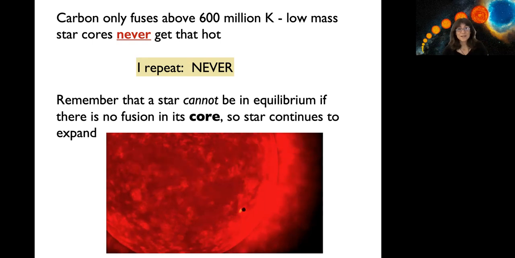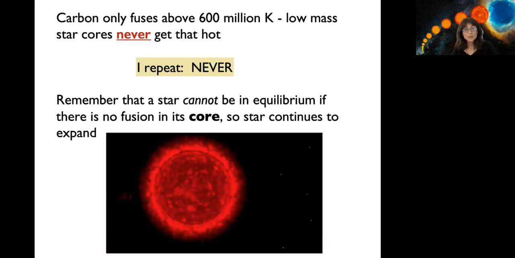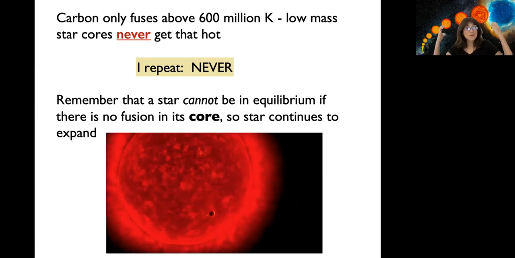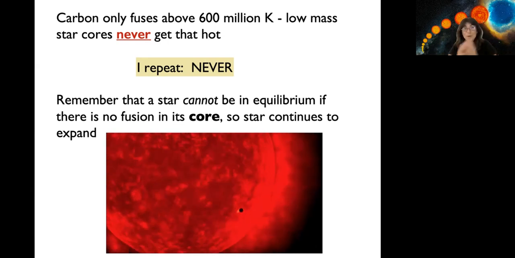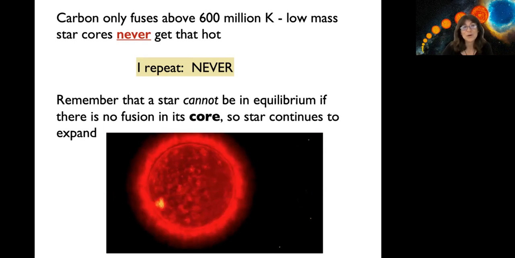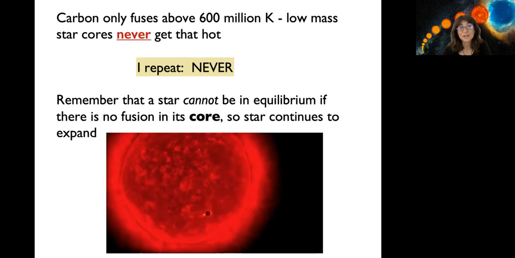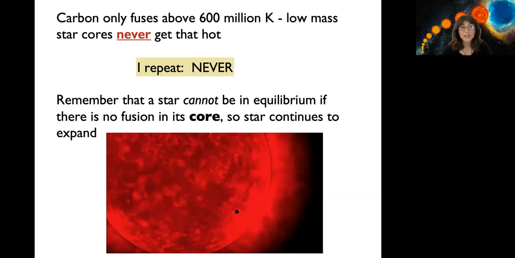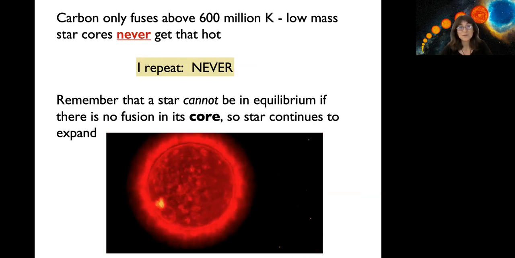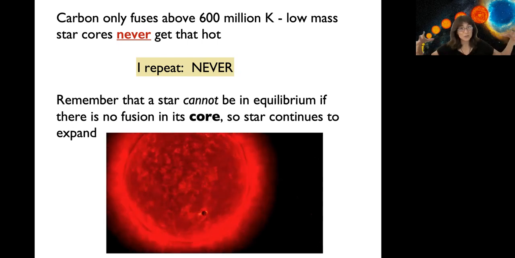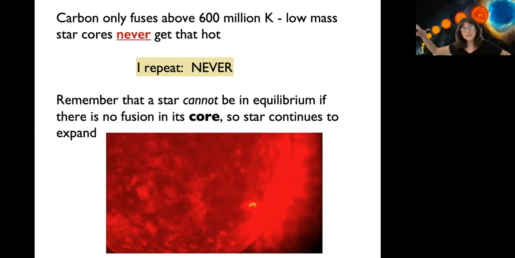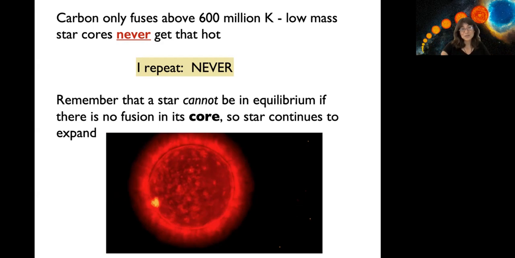So remember, a star cannot be in equilibrium if there is no fusion in the core. So since we can't do anything, it doesn't matter what the star tries. If it contracts the core, it just doesn't get hot enough to fuse carbon. So at this point, the star is out of luck because it cannot restore equilibrium no matter what. There can't be fusion in the core anymore. So the star just continues to expand. And it was really giant to begin with, right? It's a red giant, but it continues to expand more and more and more. And now there's nothing to stop it.